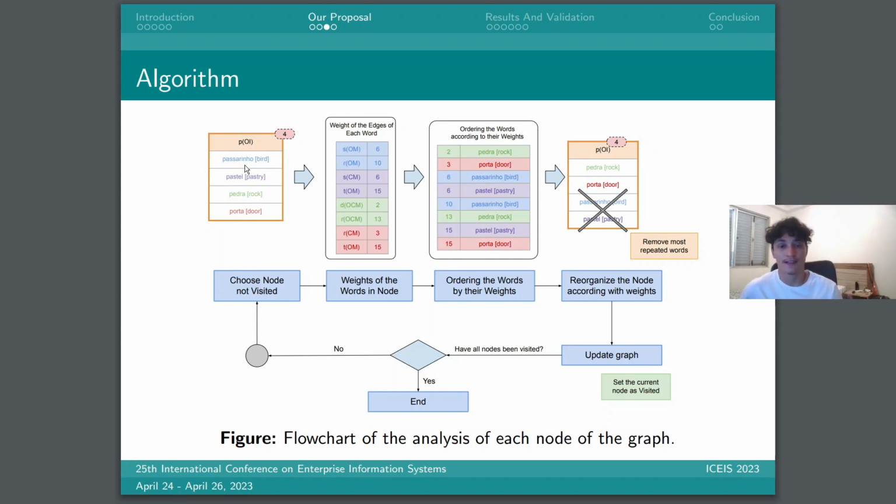So, passarinho, which means little bird in English, is present in another 2 nodes, S in medial onset and R in medial onset as well. So the node S at medial onset has 6 words and R has 10. We do the same thing for the other words. After that, we sort this list according to the second column in order to have the list of the most important words.